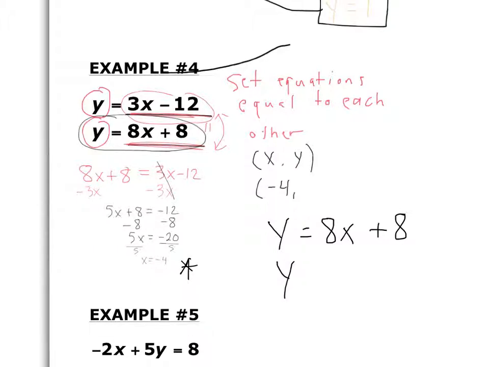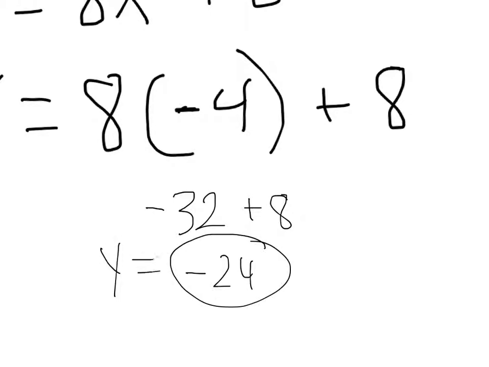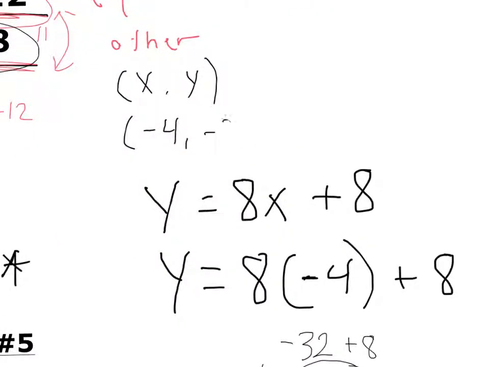So we have y equals 8 times our x value, which was negative 4, and we'll add 8 to that. Okay, so what's 8 times negative 4? Multiplication facts. Okay, we got negative 32, and we're going to add 8 to that. Okay, so remember, if you have a negative and you have a positive, it should be getting closer to 0, so we have negative 24 for our final value for y. Okay, so let's put our negative 24 in there, and then we will be done.